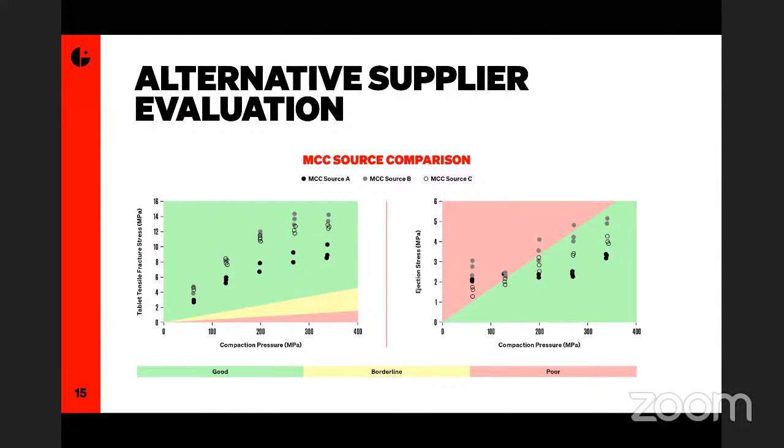Similarly, this is a comparison of different sources of MCC. If you were choosing a source of MCC for a formulation, again, I'm only looking at the strength of the tablets and the ejection stress profile. You can see that source A of MCC gives you weaker tablets, but the tablets are actually slightly better lubricated because they have lower ejection stress values. So depending on your concerns for that formulation, you might decide that it's more important that you have as strong a tablet as possible, or more important that it's better lubricated. So this is an easy way to choose which source of MCC is right for you.